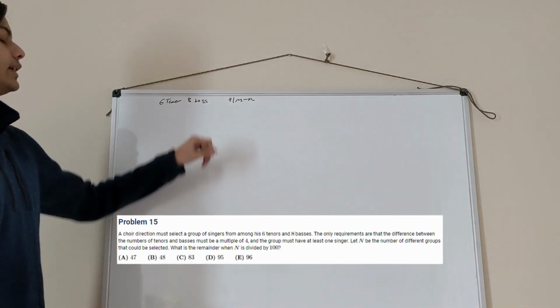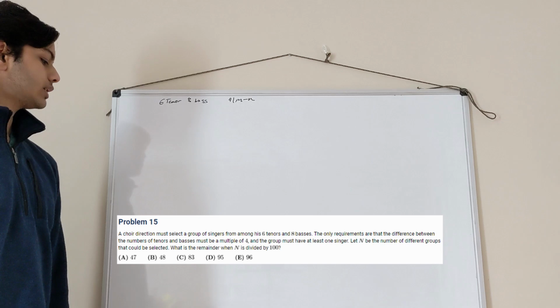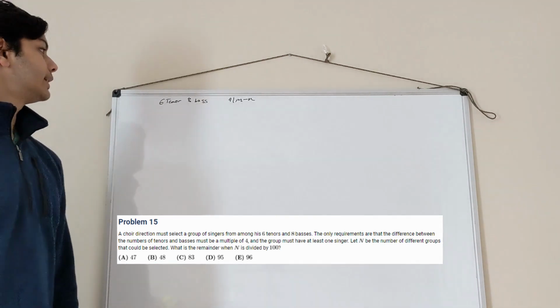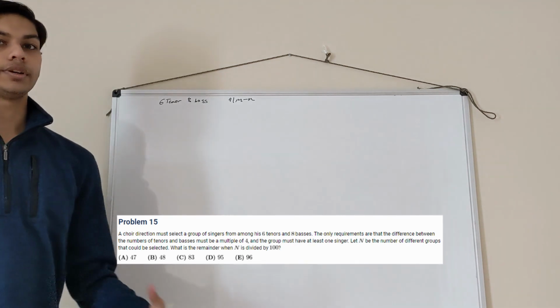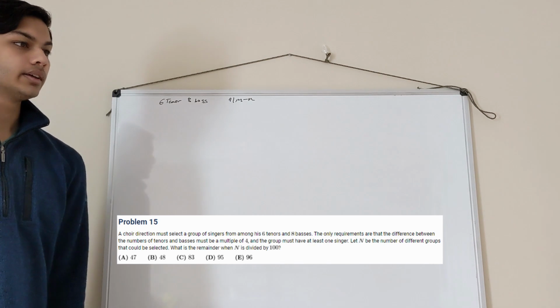So for example, 1 and 5 works because the difference is 4, which is fine. And something like 1 and 4 does not work because the difference is 3, which is not a multiple of 4. And you need at least one person in the choir. So 0, 0 does not work, but 1, 1 does work.